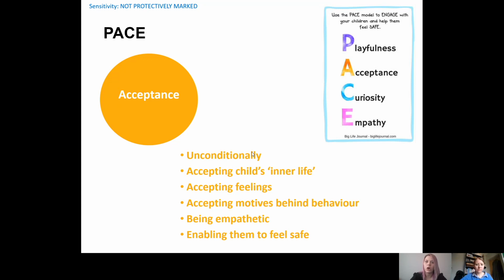And that doesn't mean that we're not going to give them rules and boundaries and put those limitations in, but it's making it clear that you're accepting the reasons behind the behaviour, and that the behaviour is separate to the child as a person, and talking about it in that way, so that they don't take it personally, and they can still feel accepted by you and have that trusting relationship.